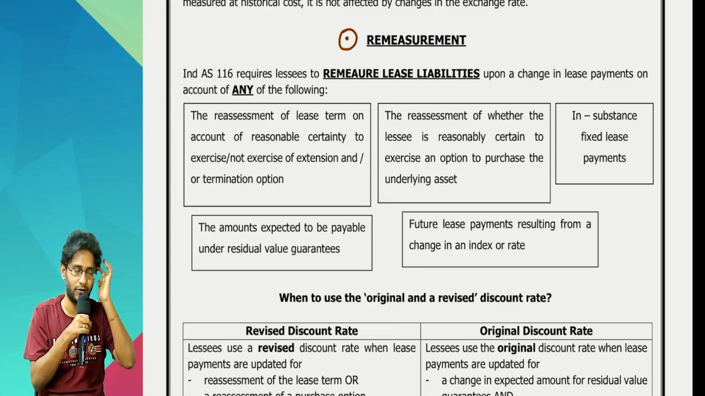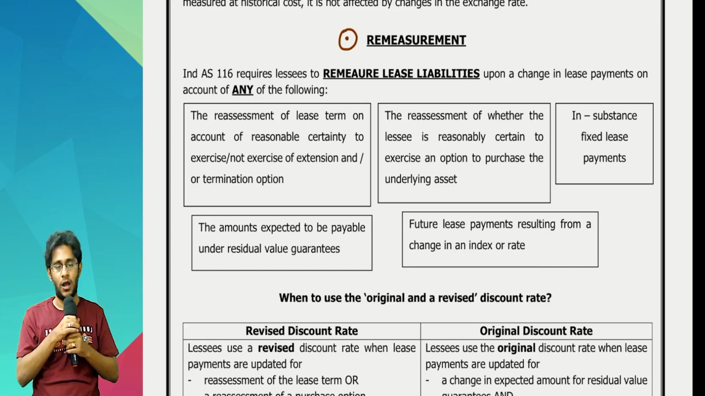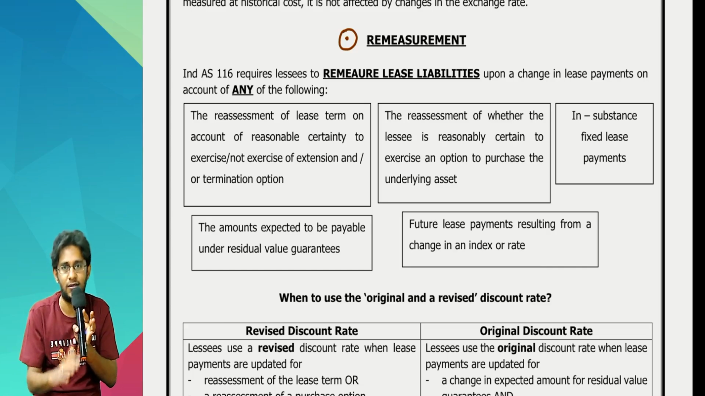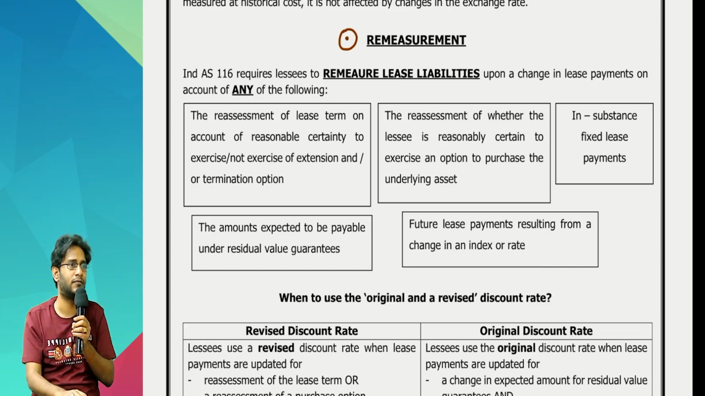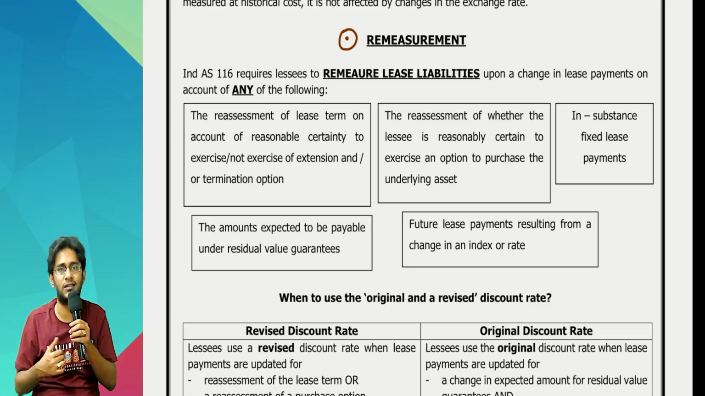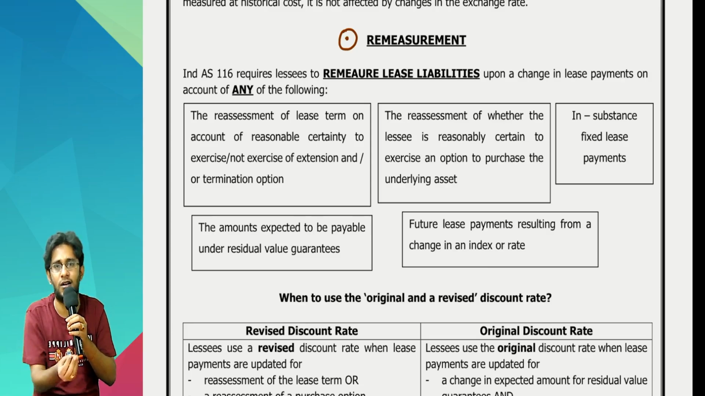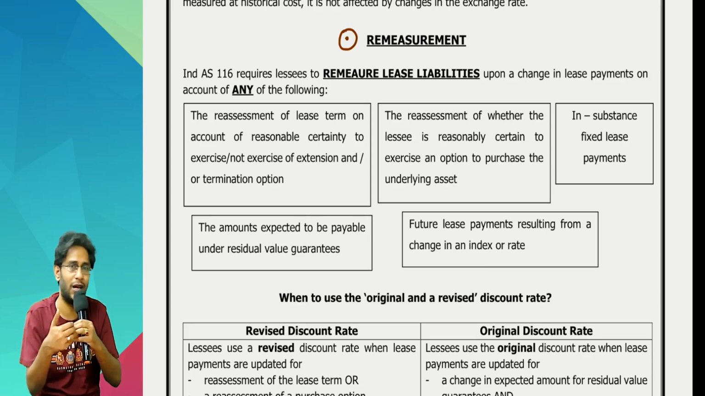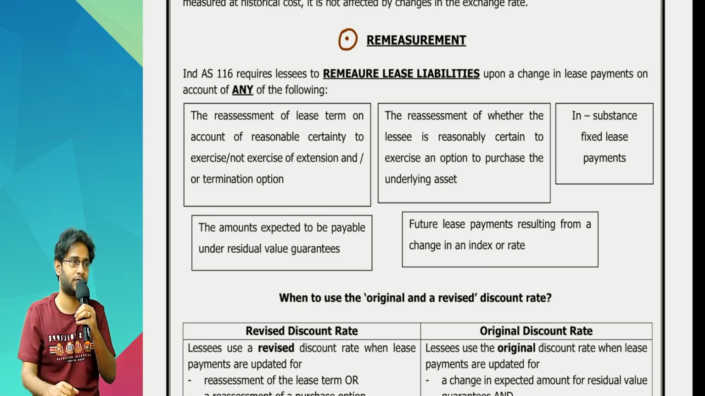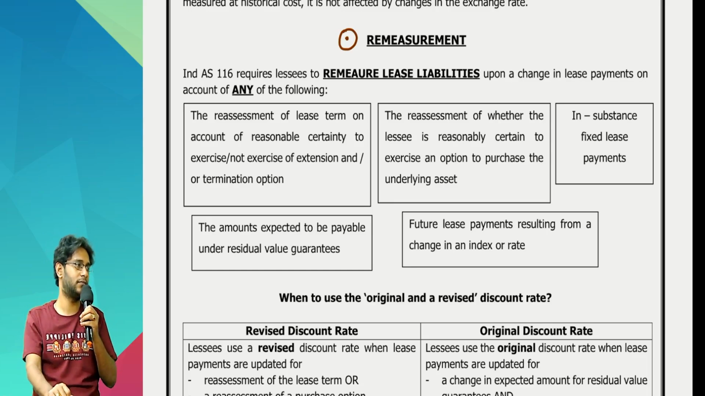I'll tell you what is a modification. Suppose the original lease agreement itself is for 5 years, and the extension option is not there. 3 years is over. I want this asset for another 5 years. I went to the lessor. I told him, lessor, let us both extend the lease by another 3 years. He agreed. This is a modification.